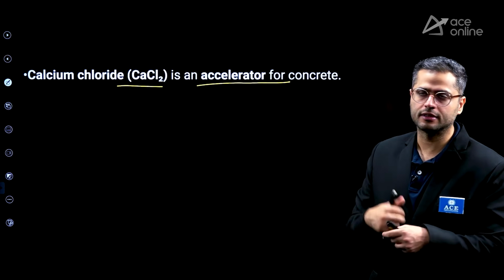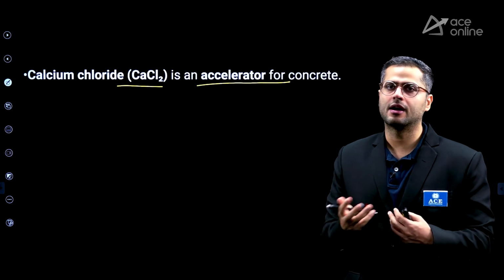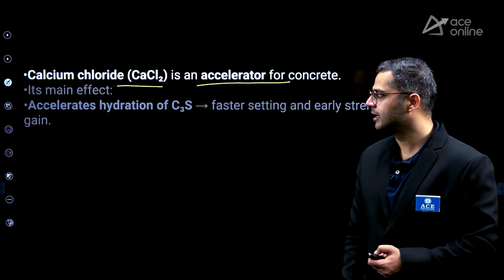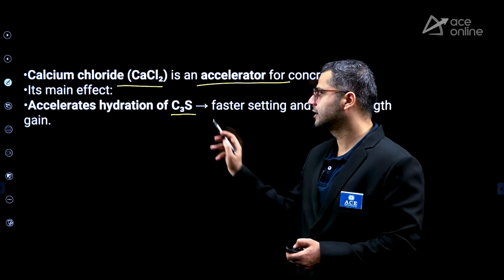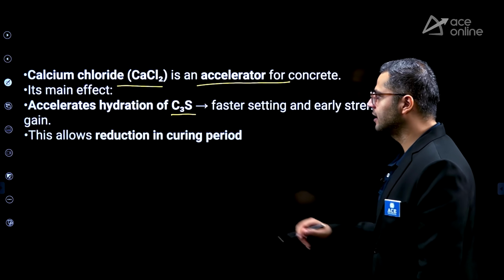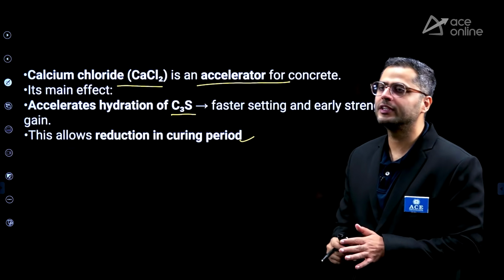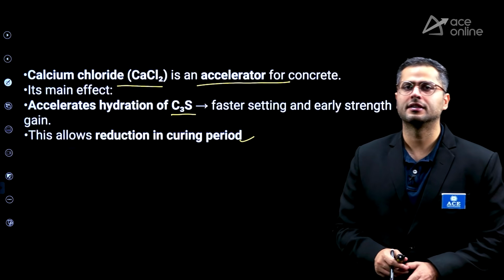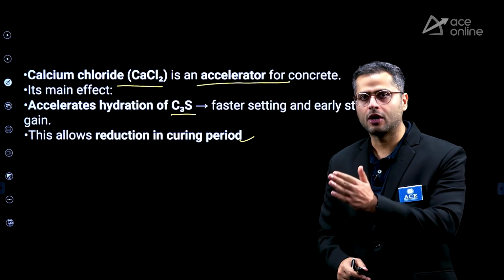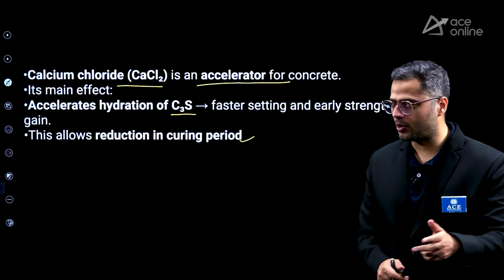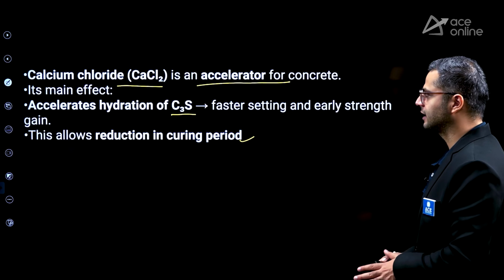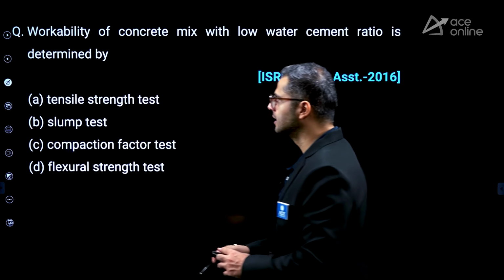So if strength gain is quicker, the concrete will harden quickly, right? So if concrete hardens quickly, the amount of curing required will be less in that case. So the hydration process of C3S is accelerated because of calcium chloride, and this allows a reduction in the curing period. But we generally do not use calcium chloride nowadays because calcium chloride can corrode the reinforcement. That is the major problem with calcium chloride. So we generally do not use it as an accelerator. We use various other alternatives.